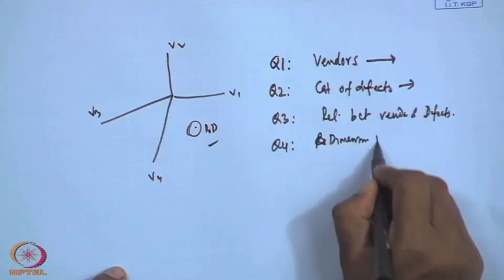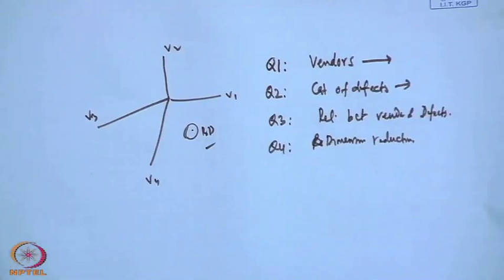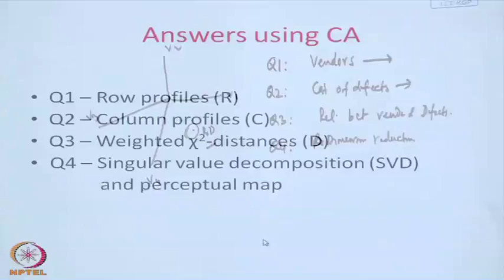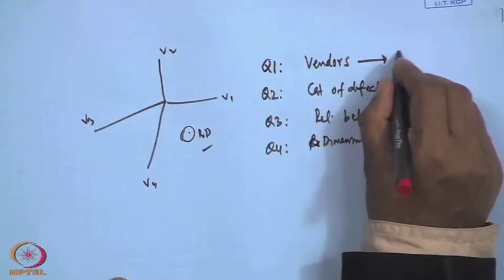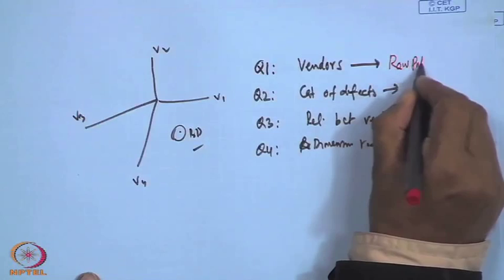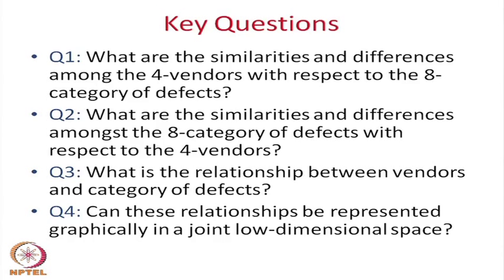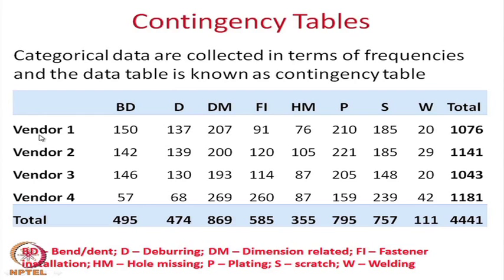So, what are the answers to these questions? How do we know? Question number 1 is answered by row profiles. Please keep in mind that here along the rows, vendors are there, first row vendor 1 like this. That is why when we are talking about vendor similarity and dissimilarity, I am talking about row profile.